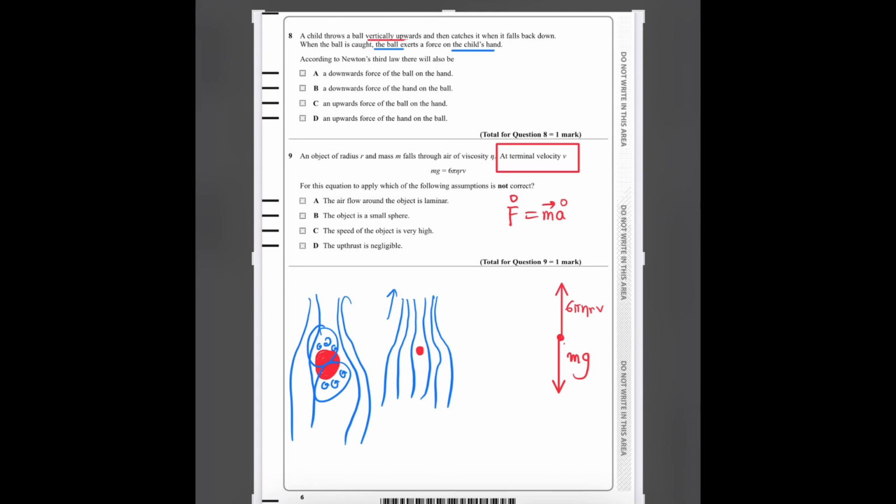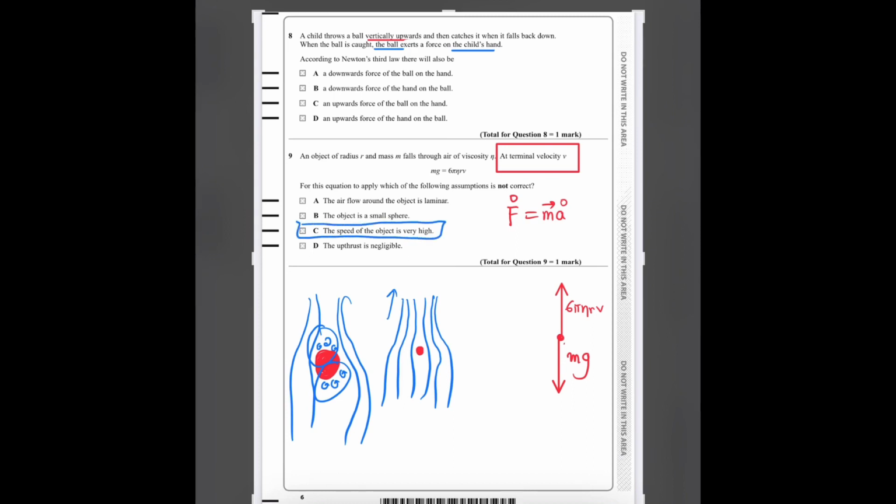So which of the assumptions is not correct? The airflow across the object is laminar. This should be correct, as I have told. The object is a small sphere. This should also be correct. The speed of the object is very high. This is not correct, because if the object is a feather, it is not necessarily going to have a high speed, right? So C is not the correct assumption.